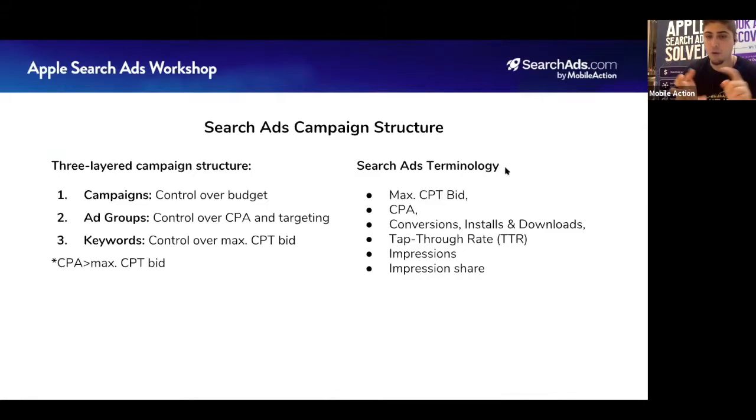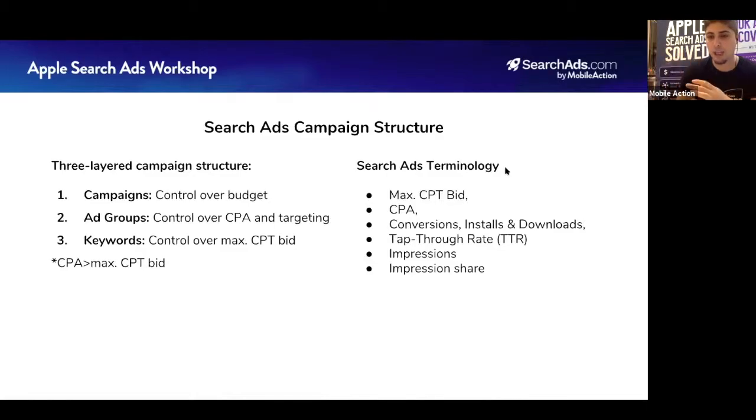And then we have a bit of a messed up part: conversions, installs, and downloads. You might be thinking, what is the difference between all these three? Conversions are what the Apple Search Ads dashboard shows as downloads. So these are when someone clicks the get button and downloads the app. Installs, on the other hand, are when someone downloads the app and opens it for the first time.